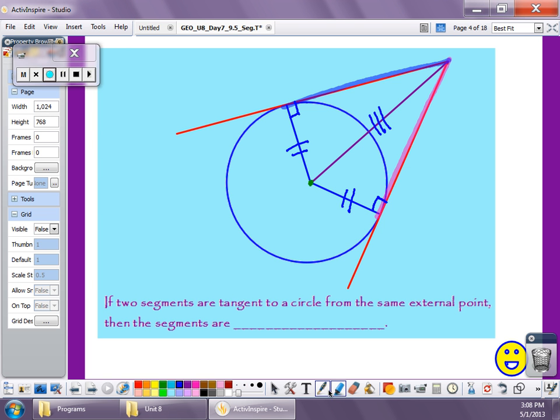So when I look here, this triangle here is congruent to this triangle here. Therefore, I can use congruent parts of congruent triangles are congruent to say that this is congruent to this. So the 2 segments are congruent.